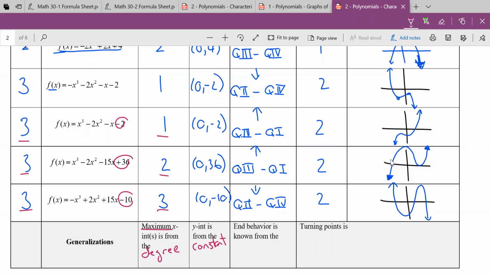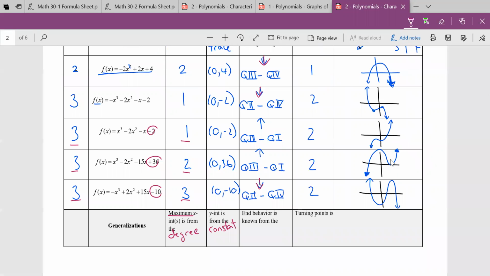The end behavior. Well, I'm going to look at all the graphs that end down. This one, and I'll just shrink this a little. This one. Well, if you notice, all the graphs that end down start with a negative. And all the graphs that end up start with a positive. So end behavior, what that's called, it's the sign of the lead coefficient.